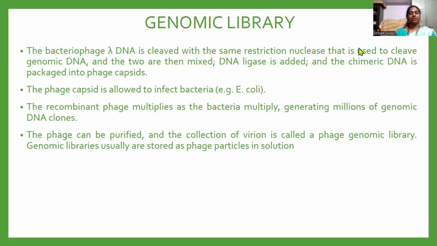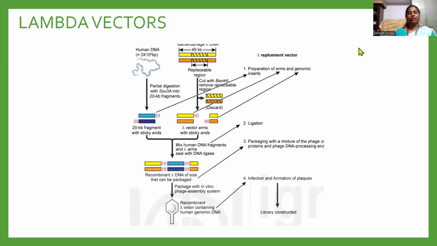Later, the phage capsid is allowed to infect the bacterial host. The recombinant phage multiplies as the bacteria multiply, generating millions of genomic DNA clones. The phages can be purified, and the collection of virions is called a phage genomic library. Genomic libraries are usually stored as phage particles in solution. This diagram shows the use of bacteriophage lambda DNA vectors and a library of human DNA.